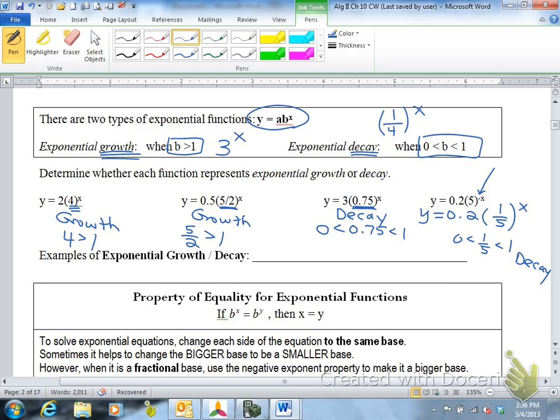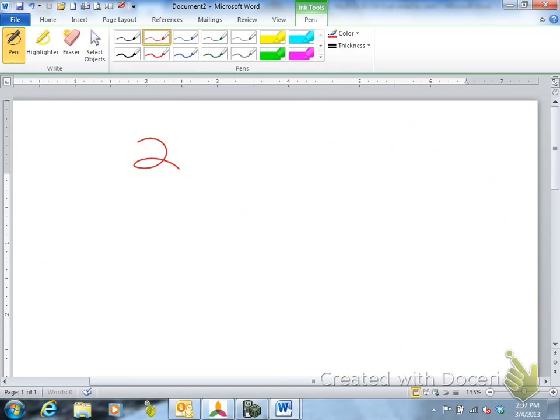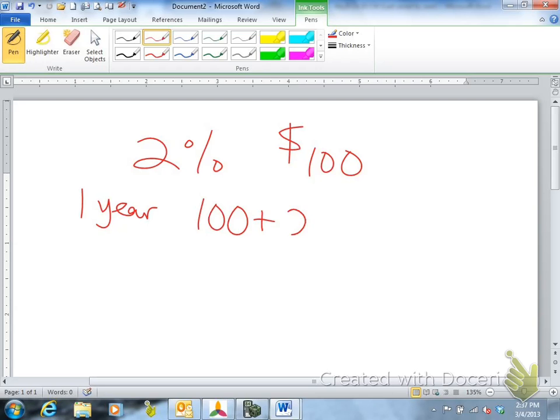Some examples of exponential growth and decay that we'll talk about in this chapter. Population growth. Population can often be modeled with an exponential growth formula. Also savings accounts, money, is often exponential growth. So you get a percent, like 2%. For instance, if you had 2% interest and you put $100 into an account, after 1 year, you would have your $100 plus you just made $2.